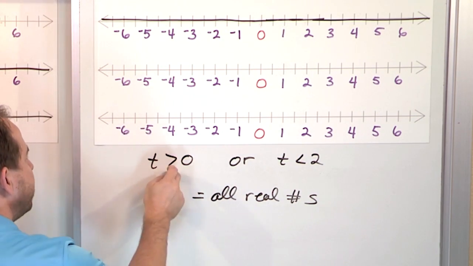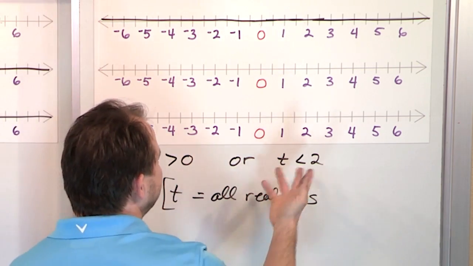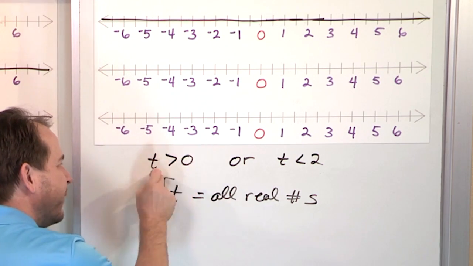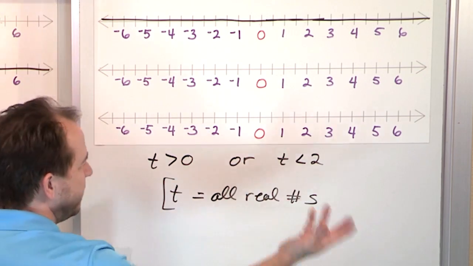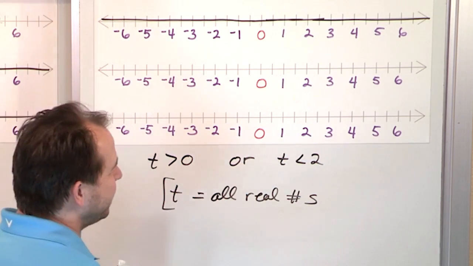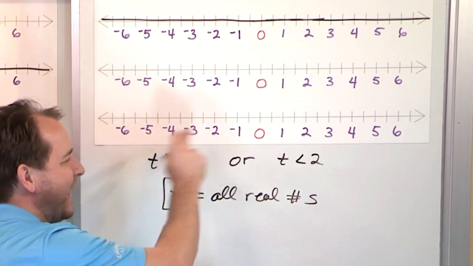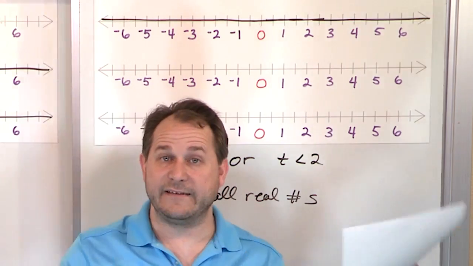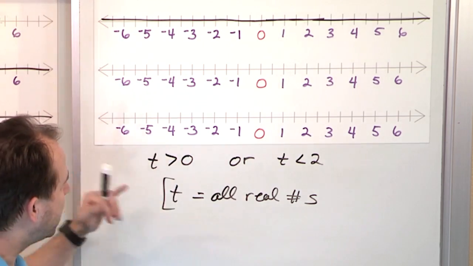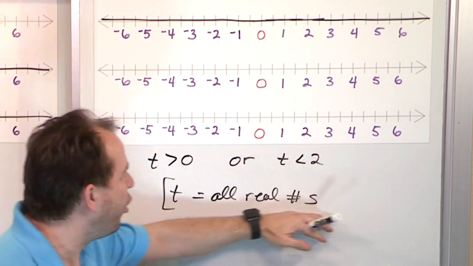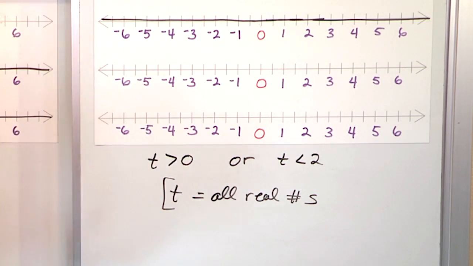Let's pick 100. 100's bigger than this, but it's not less than this. That's okay. It only needs to be one or the other. Let's pick 0. 0 is not greater than 0, so this fails, but 0 is less than 2, so this one is satisfied. Because it's or, it satisfies one or the other. What about -900? -900 fails this one, but it passes this one. So as long as it passes one or the other, then it's in the solution set. Because any number you can pick is either going to be greater than 0 or less than 2, we say all real numbers satisfy this disjunction, this or-based inequality.